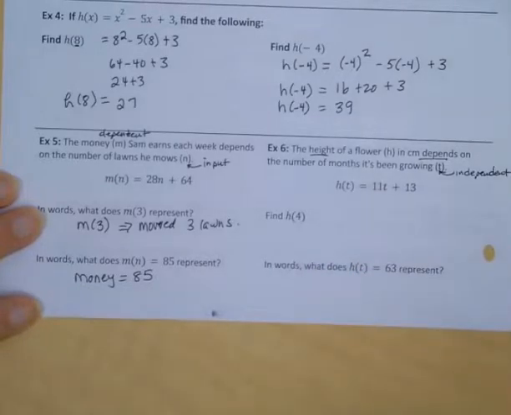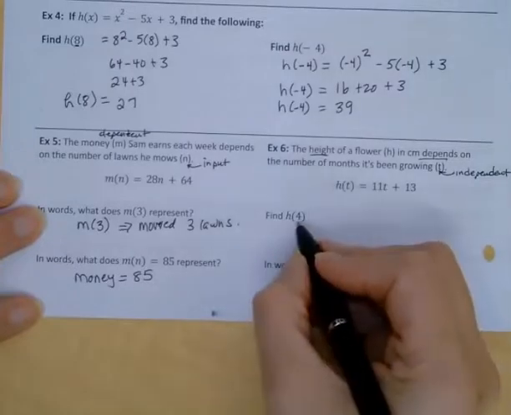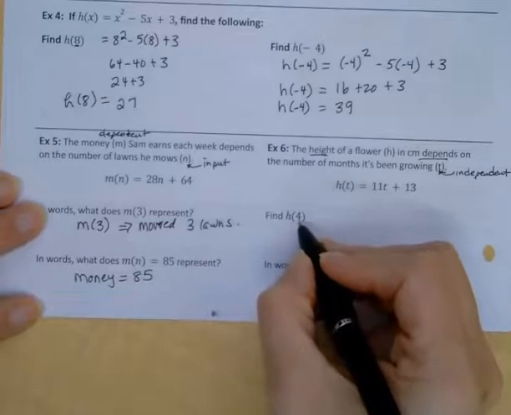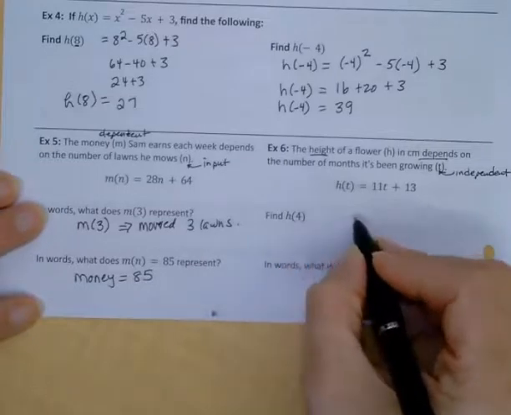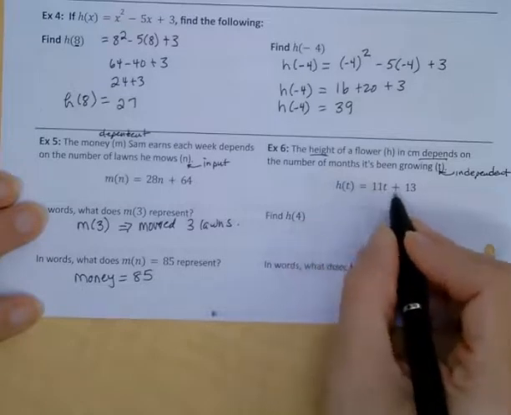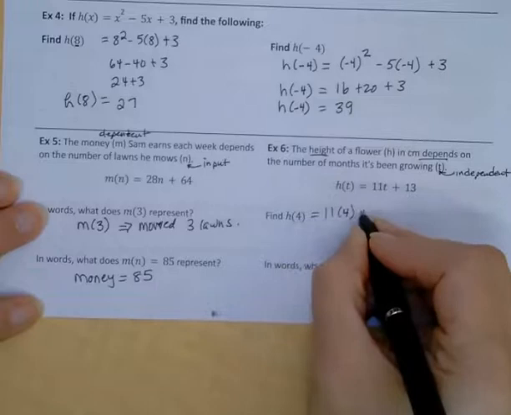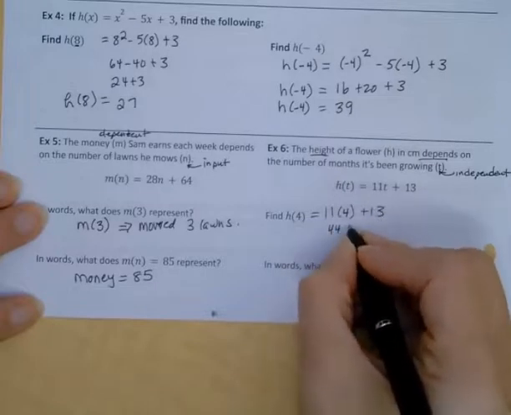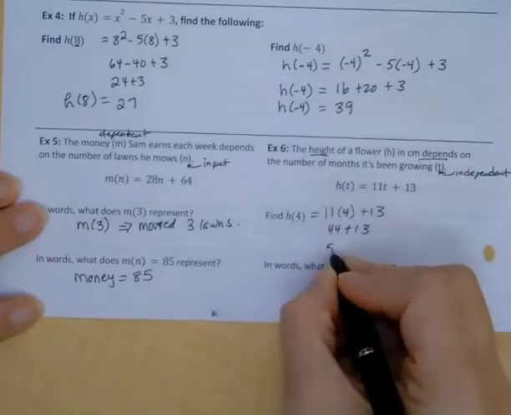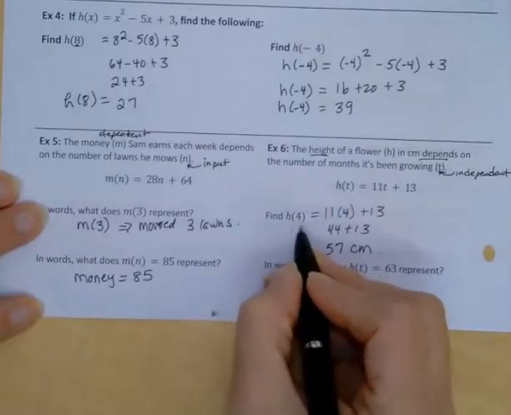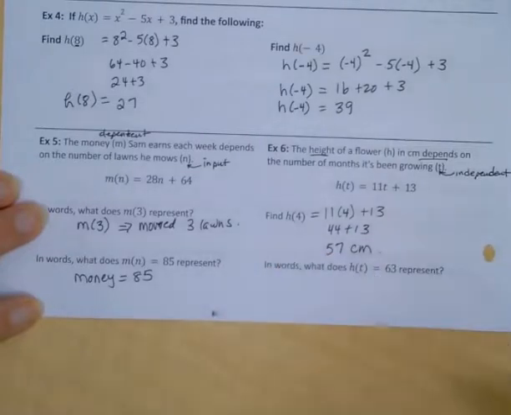So if I want to find the h of 4, that means that what I'm doing is I'm growing for 4 months, right? So I'm just going to plug in 4 any place I see that time. So this means that I have 11 times 4 plus 13. So I have 44 plus 13, which is 57 centimeters. Okay, if I grow for 4 months, then I expect my plant to be 57 centimeters tall.